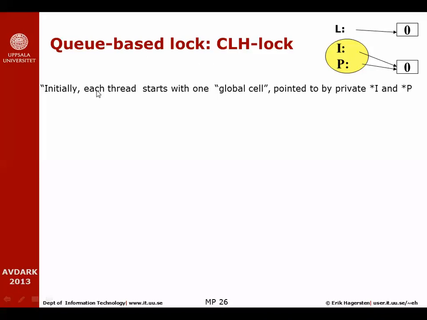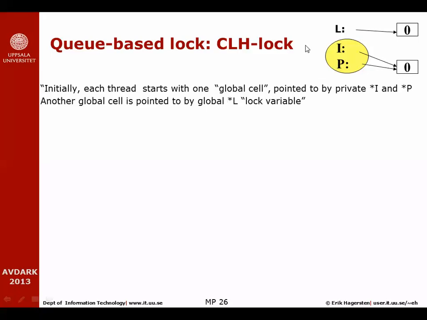Initially, each thread has 2 local variables, each of them containing pointers. Also initially there is one global cell in the shared memory. So these are global cells in the memory. There's one of those cells in memory, and that's pointed to by both of these pointer variables. So the I variable and the P variable both point to this magic memory location over here.